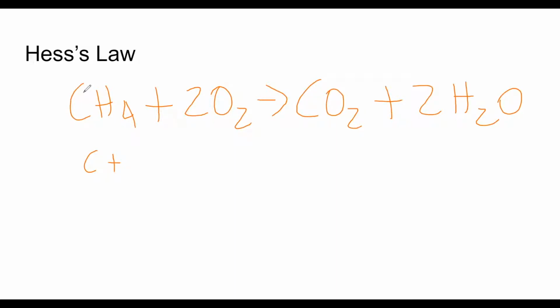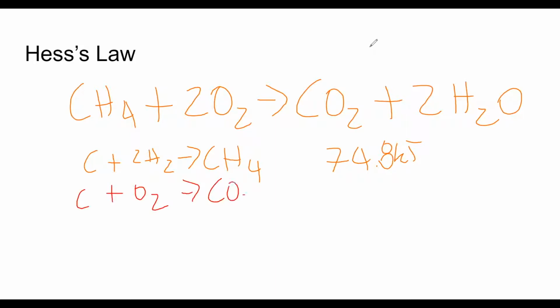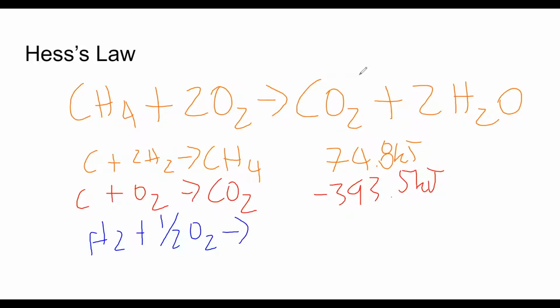C plus 2H2 produces CH4. This is negative 74.8 kilojoules. This one is C plus O2 produces CO2, negative 393.5 kilojoules. The other one is H2 plus 1/2 O2 produces H2O, and negative 285.8 kilojoules. Y'all can still hear us, right? We haven't bored y'all yet, right?